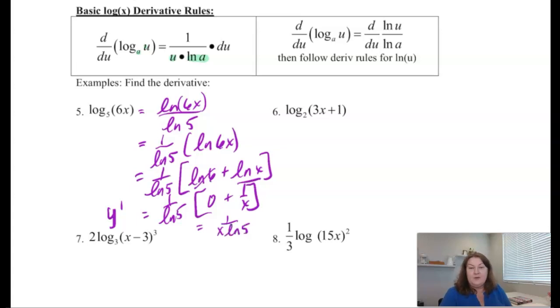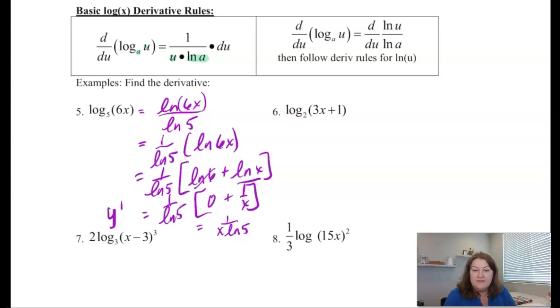You remember what the pattern was in the rule? It was 1 over ln of whatever the base is. That's this part right here. And then it was also times, what was it times? It was times the derivative of u.